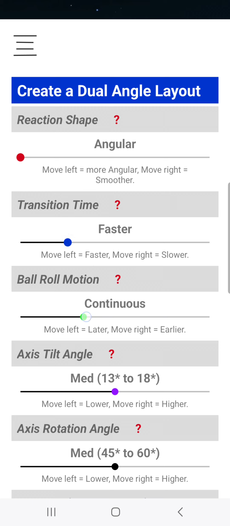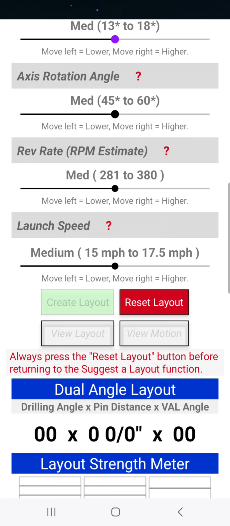Ball motion, continuous. What do we want the ball motion to be? Forward. Hook set. Let's do a hook set. Not sure we can do angular and hook set, but anyway, if you wanted to do that, you can. The axis tilt angle, so it spits out these numbers automatically. If you don't fit in that range, you can move the slider. You have a low axis tilt, a medium axis tilt, or a high axis tilt. Mine's in the middle. Axis rotation, again, mine is in the middle. I'm 58, quite close. RPM, yeah, I'm in that range. My launch speed, I'm in that range, and I just go create layout.